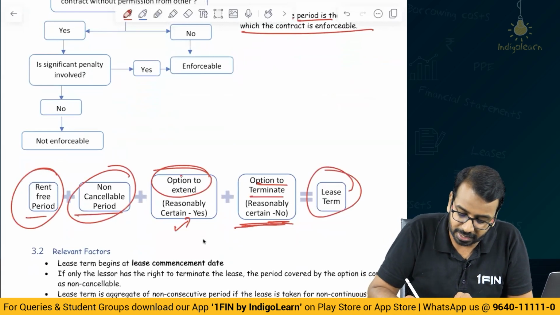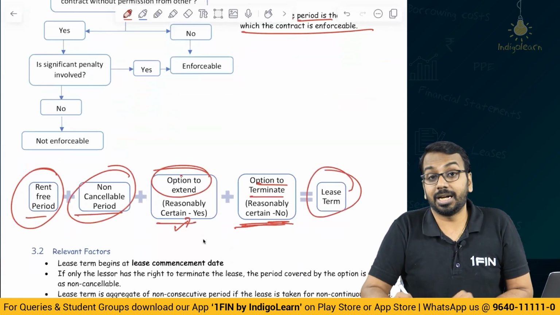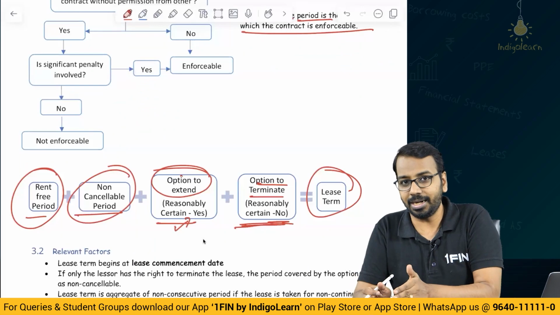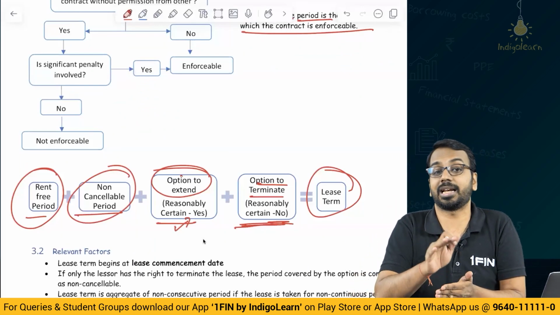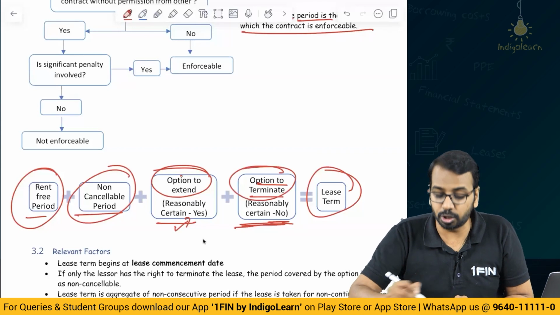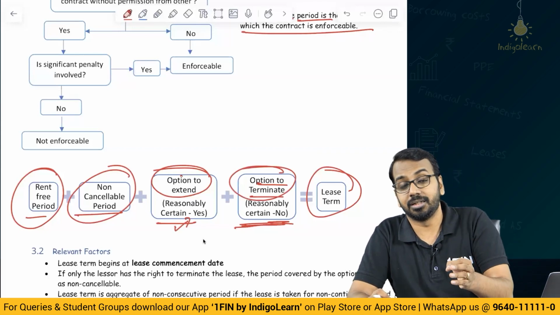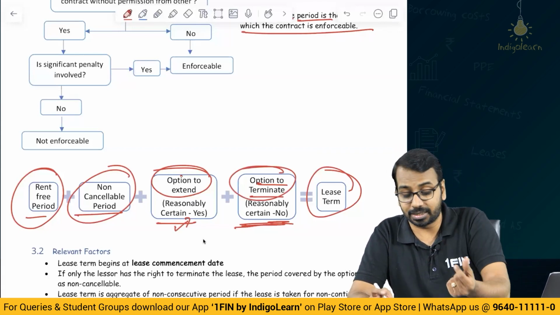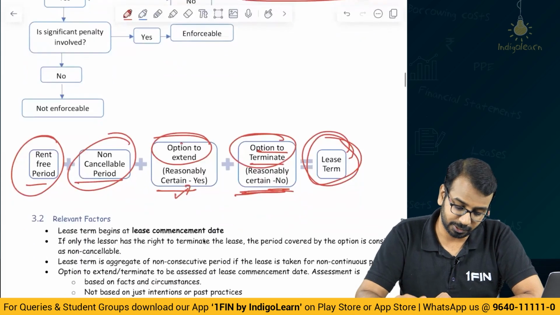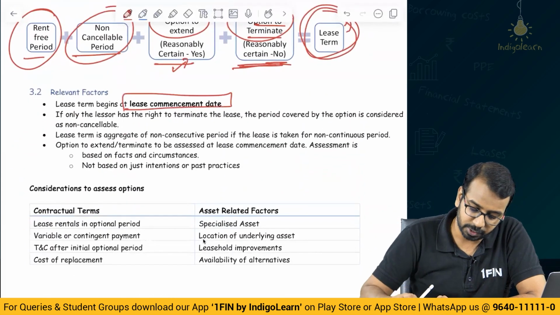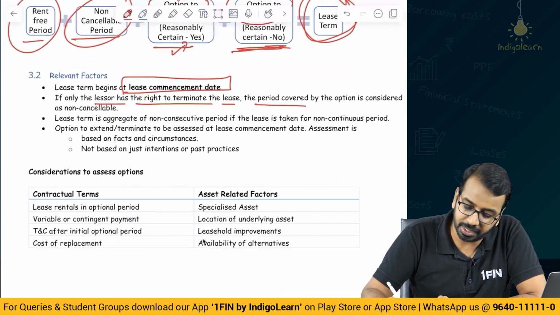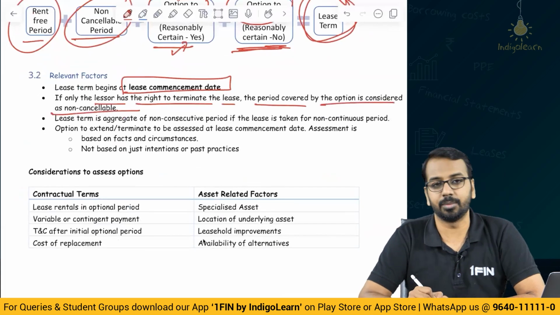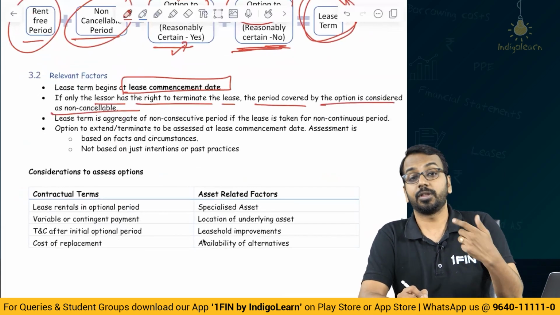So rent-free period, non-cancelable period, and periods covered by options to extend will be included if the lessee is reasonably certain that it will be exercised. And if there is an option to terminate, the lessee is reasonably certain that it will not be exercised, that makes the lease term. Lease term begins at the lease commencement date. If only the lessor has the right to terminate the lease, the period covered by the option is considered as non-cancelable. So we are looking at it from the point of view of the lessee.